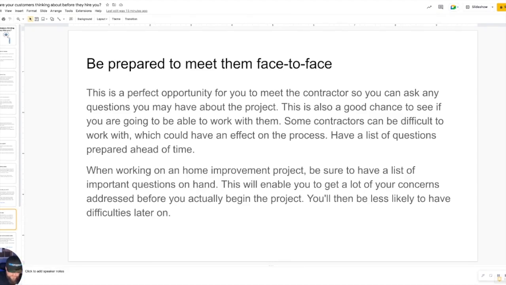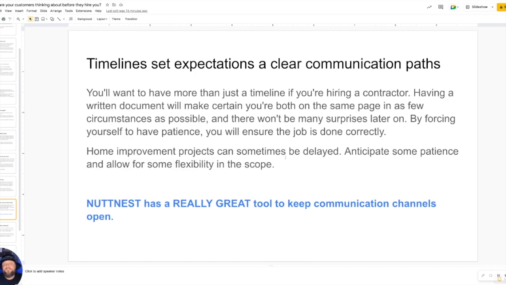Every single one of those forward-facing people that work for you, the humans that work for you, should follow a system and a process of what that interaction is like face-to-face. Timelines, set expectations, a clear communication path. I've said it a few slides back. If you're hiring a contractor, you want to know what's going on, you want written documentation, you want to know what the process is, if there's a draw schedule. Sometimes the project can be delayed. Set the expectations up with the customer first.